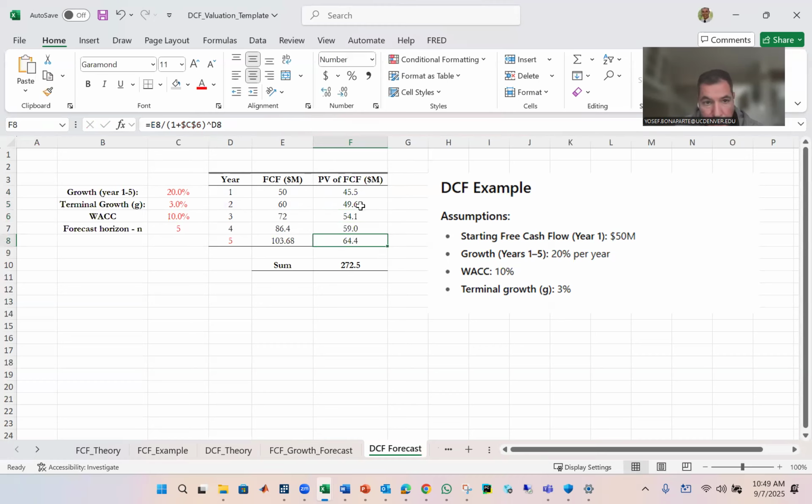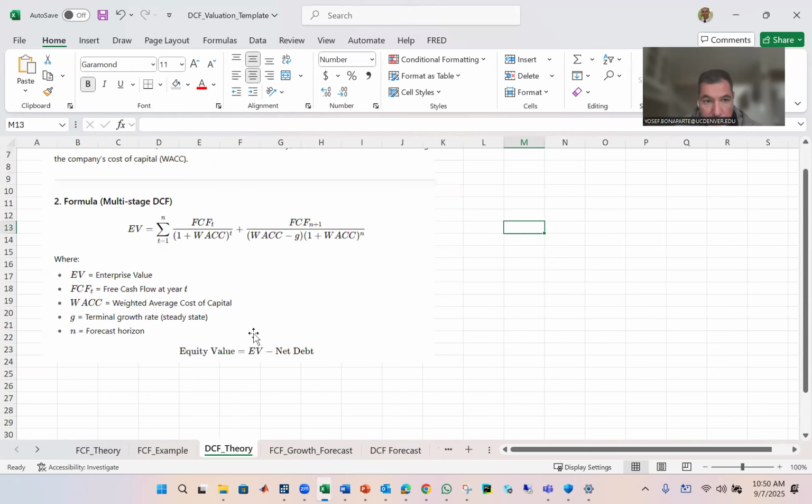So this is the first year, how much cash flow, then it's going to grow at 20% to 60. Growing at 20% will be 72. Growing at 20% will be 86. And the final year is 103. The discount factor is just dividing by 1 plus WACC to the power t, how many years from now. The sum will be 272. So that will be the sum of this first quantity.